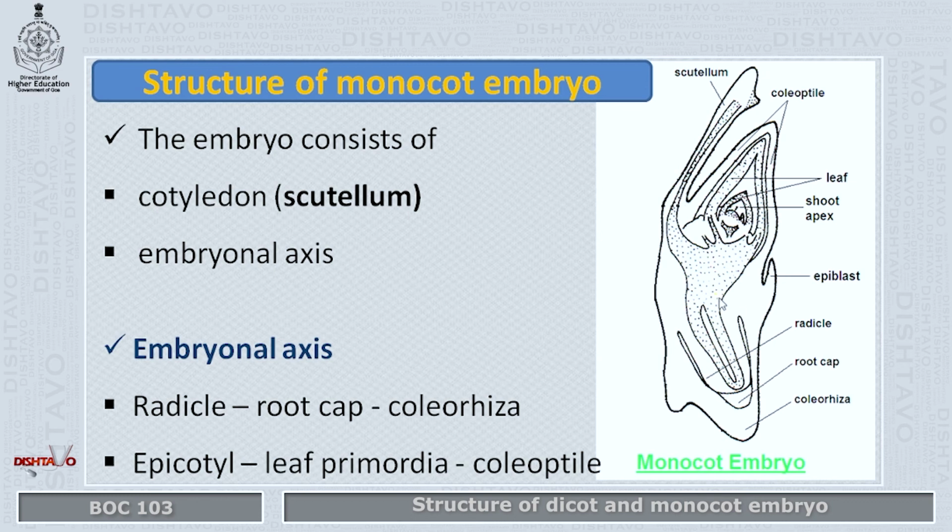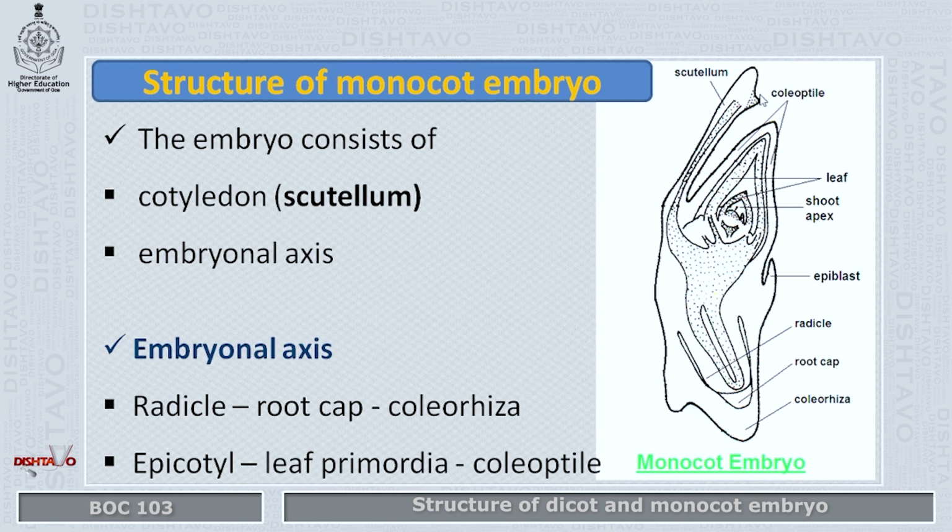Then above the level of the scutellum, the embryonal axis forms the epicotyle, and this epicotyle is made up of the plumule, which is nothing but the shoot apex, and this is surrounded by the leaf primordia. These leaf primordia in turn are surrounded by another protective covering, which is called the coleoptile. This coleoptile is made up of undifferentiated tissues.